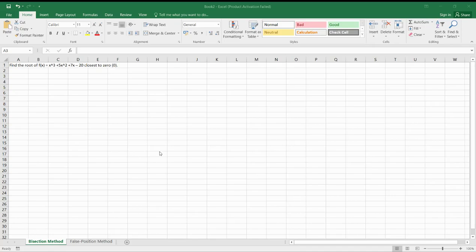We are going to solve for the root of f of x equals x cubed plus 5x squared plus 7x minus 20 closest to 0. So we are going to use bisection method in solving this one. So let's put first the coefficients: x cubed, x squared, x, and then the constant. The coefficient of x cubed is 1, x squared is 5, x is 7, and then the constant is negative 20.